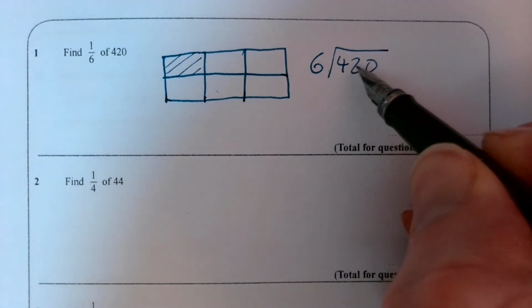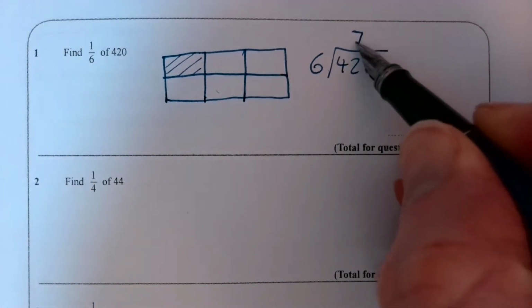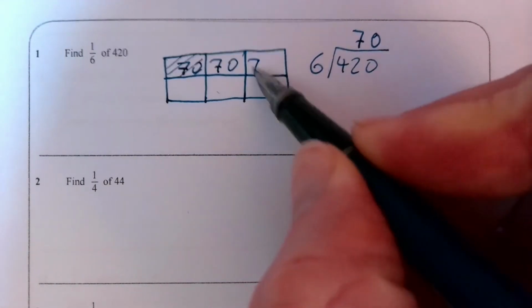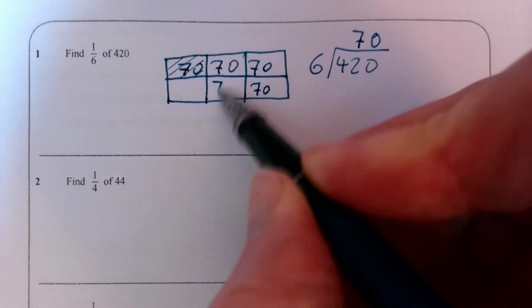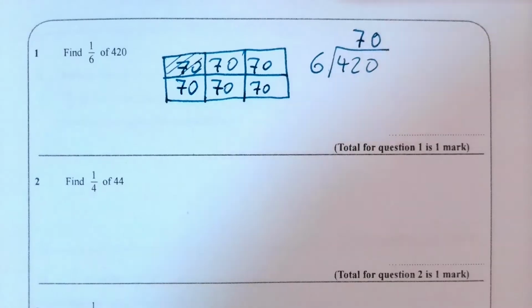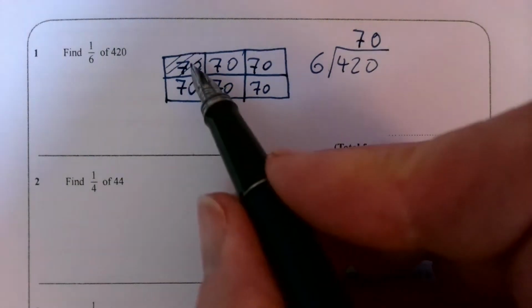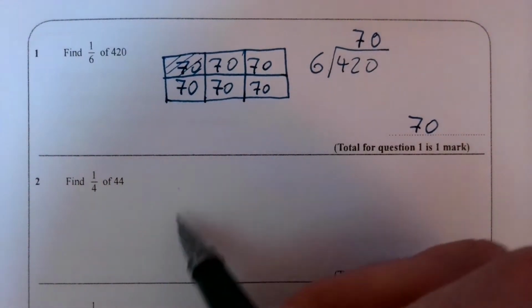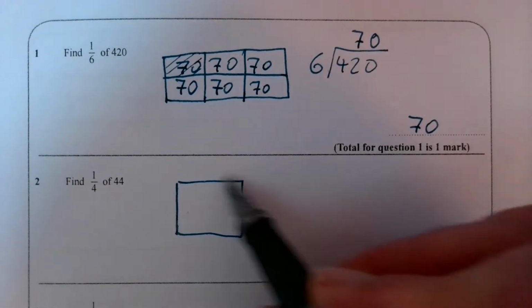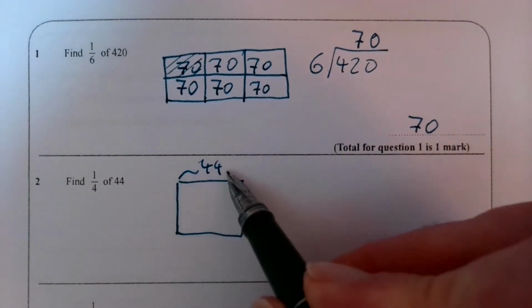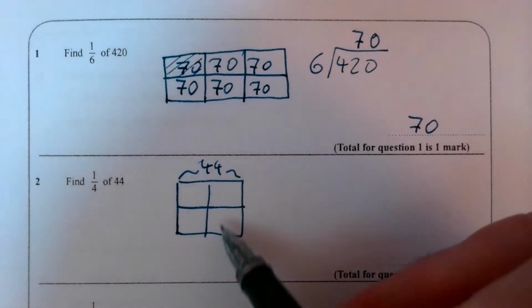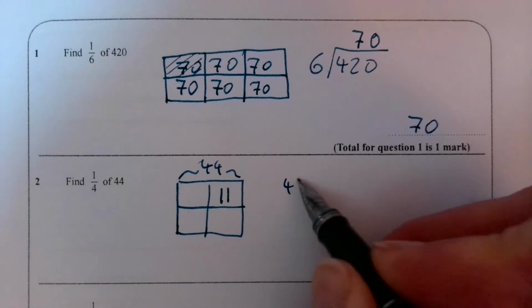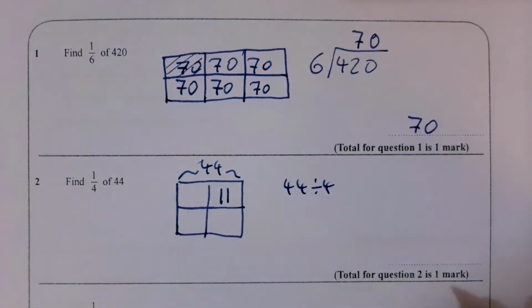6 doesn't go into 4, so into 42 it goes 7 exactly. So it would be 70. So what we're saying is, if you made 6 equal boxes to split your 420 into, we'd want one of those, so it's 70. Again, for 1/4 of 44, well, if 44 is our whole thing, we would have to divide it by 4 to get 1/4, wouldn't we? So 44 divided by 4 is 11.